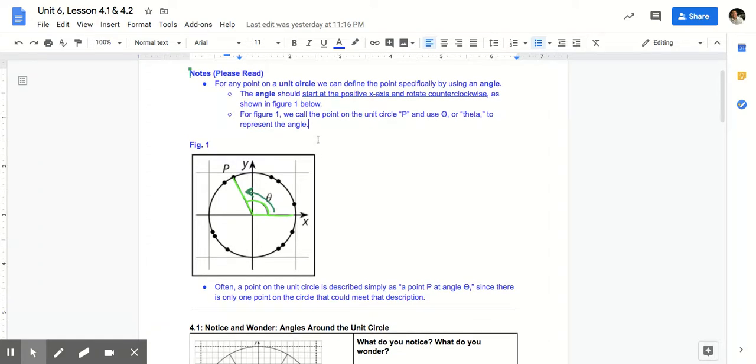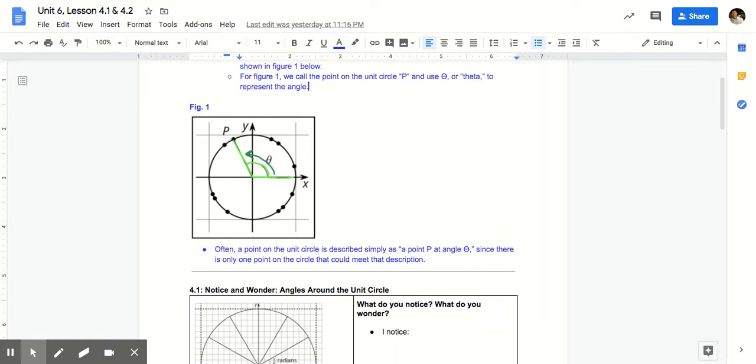For figure 1, we call the point in the unit circle P, and we use theta, this little symbol right here, the Greek letter theta, to represent the angle. We don't know this angle exactly. We're just going to represent that using theta, just like we would use x, y, z, okay?